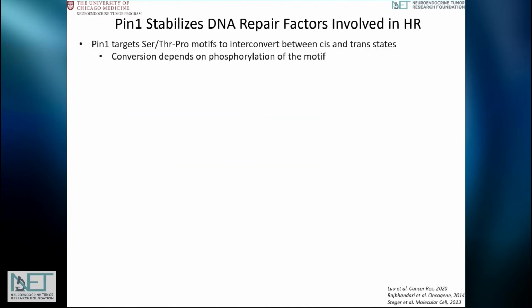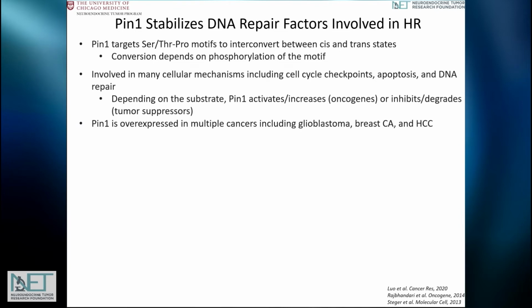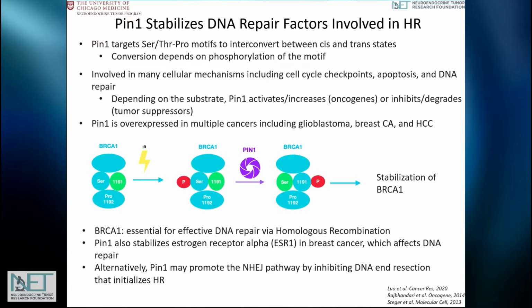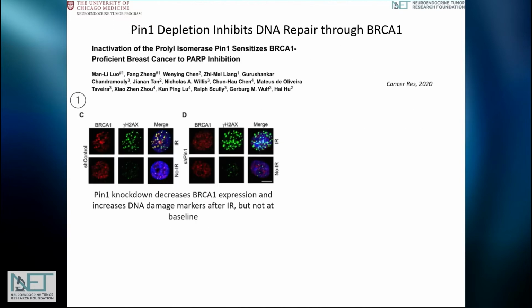So PIN1 targets the serine threonine motifs to interconvert between cis and trans states. It's involved in many cellular mechanisms, including cell cycle checkpoints and apoptosis. Depending on the substrate it phosphorylates, it can activate or inhibit oncogenes or tumor suppressor genes, and it's upregulated in multiple cancers. In one paper, it also stabilizes BRCA1 and helps with the homologous recombination pathway, similar to the estrogen receptor alpha, which is phosphorylated by PIN1. And PIN1 maybe even has a role to play in the non-homologous end joining pathway.